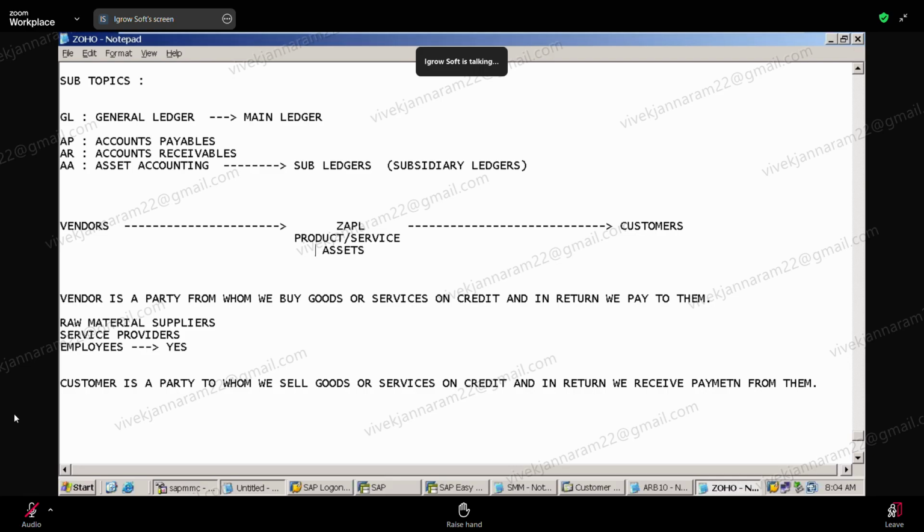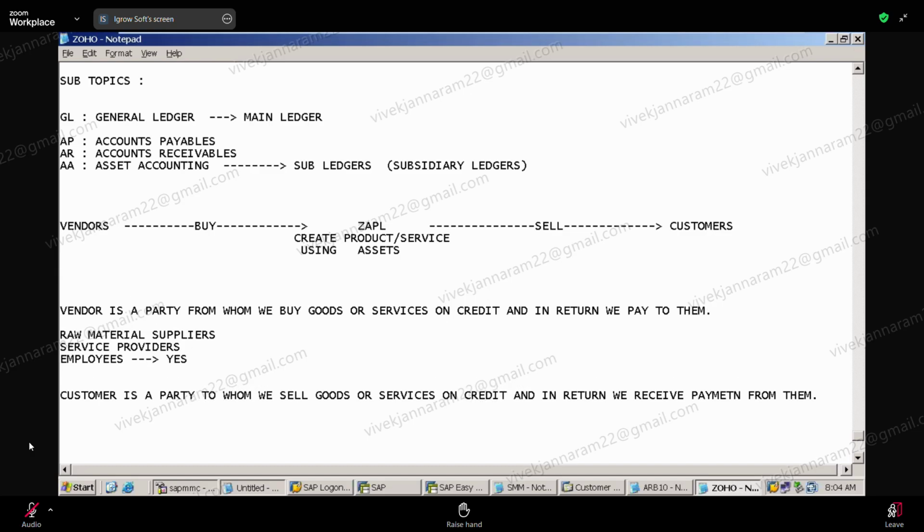So understand like this: any company will definitely have vendors and customers. The company buys goods and services from vendors, creates one product or service, and sells that product or service to customers. Here they buy, here they create, using assets. Clear? This is a business. This is like a human body.